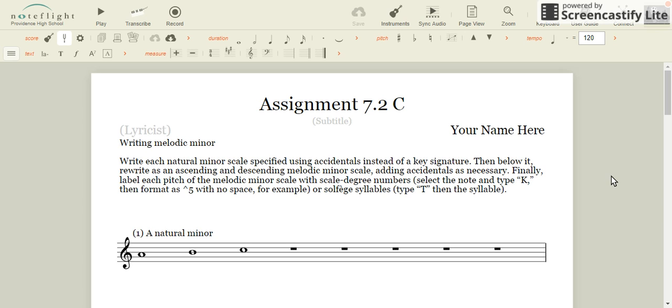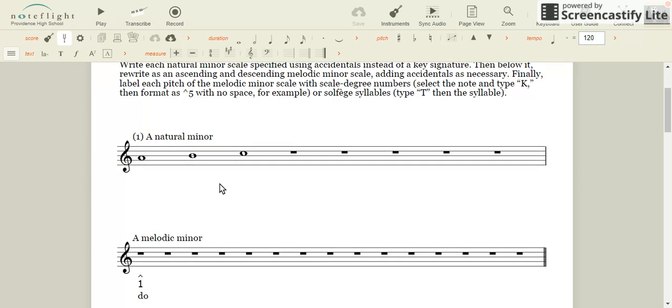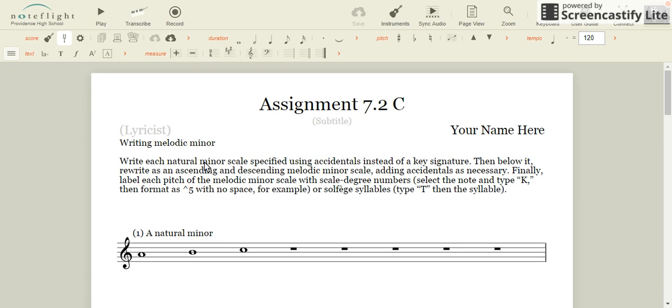Hello, Music Theory 1. This is assignment 7.2C, where we are writing melodic minor scales. In this, we're going to write the natural minor scale, and we're going to use accidentals instead of key signatures. Then below it, we're going to write the ascending and descending melodic minor scale, adding accidentals as necessary. Then we need to label each pitch of the melodic minor scale with scale degree numbers.